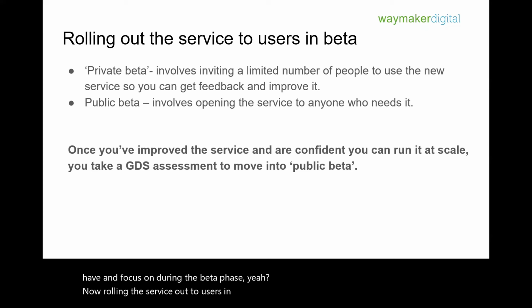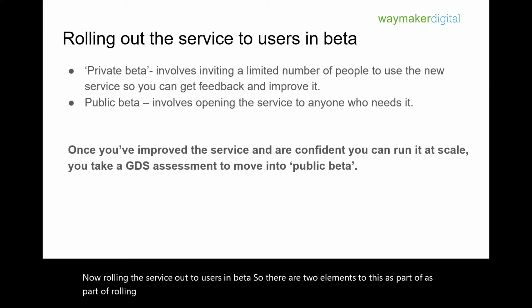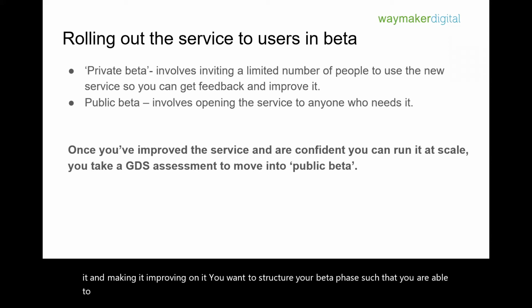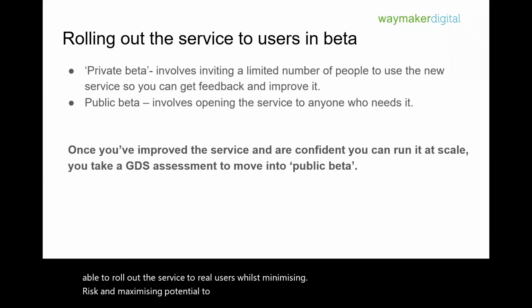Now, rolling the service out to users in beta. There are two elements to this. As part of rolling out or exposing your service to users in beta, as you build it and you're iterating and improving on it, you want to structure your beta phase such that you are able to roll out the service to real users, whilst minimizing risk and maximizing potential to learn and iterate the service.